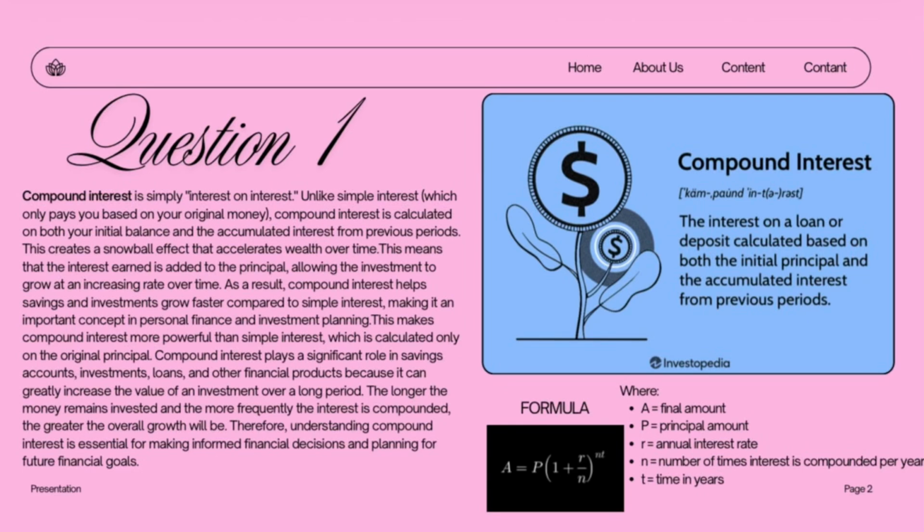This creates a snowball effect that accelerates growth over time. This means that the interest earned is added to the principal, allowing the investment to grow at an increasing rate over time. As a result, compound interest helps savings and investments grow faster compared to simple interest, making it an important concept in personal finance and investment planning. This makes compound interest more powerful than simple interest, which is calculated only on the original principal.